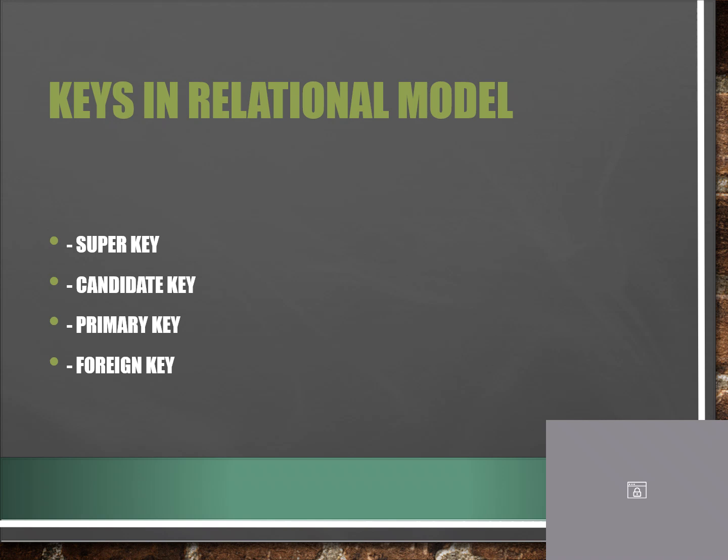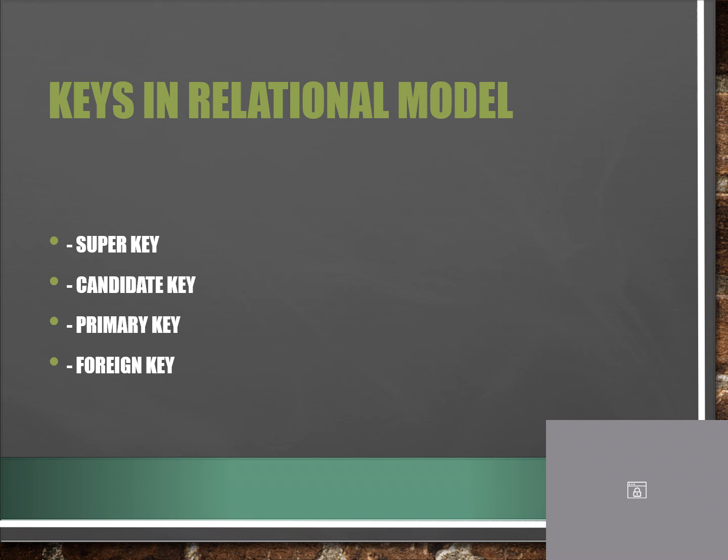Coming to the super key, it is a set of one or more attributes that uniquely identifies a tuple in a relation. For example, in a student table containing roll number, name, and phone, roll number and name, or roll number and phone, are examples of a super key. The candidate key is nothing but the minimal super key, which has no proper subset that is also a super key. For example, roll number or email in the student table.